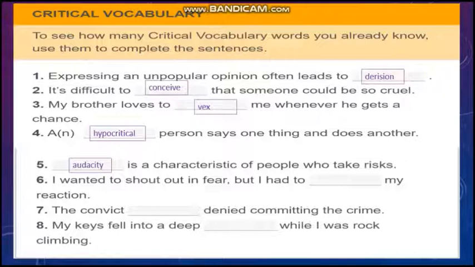Number 6, I wanted to shout out in fear, but I had to blank my reaction. So I had to stifle the reaction, smother the reaction. Number 7, the convict blank denied committing the crime. So the answer is vehemently, which means with extreme emotion. Number 8, my keys fell into a deep blank while I was rock climbing. Crevice. A crevice is a narrow crack.